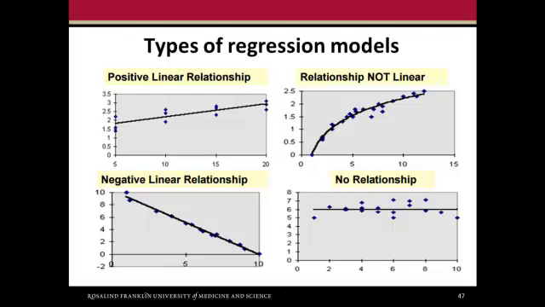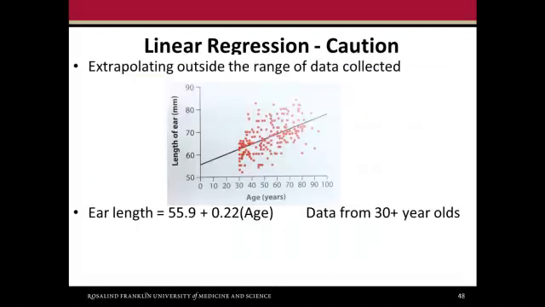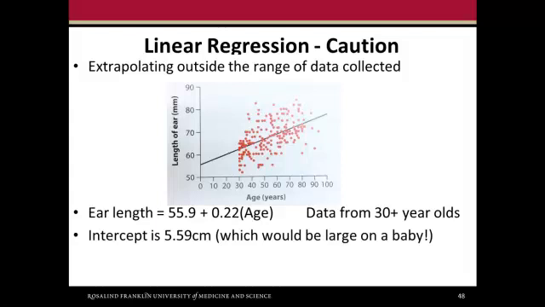One thing that's really important to note when you're doing a linear regression and trying to make predictions is that you can't extrapolate outside of the range of the data collected. This data here is ages in years for people on the x-axis, and then the length of their ear in millimeters. All this data was collected from individuals that were 30-year-olds and older. You can see the minimum age there is 30, and based on that data you can come up with this regression equation. The intercept is 55.9 millimeters or 5.59 centimeters, which would be really big on a baby.